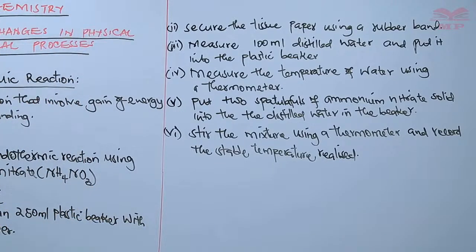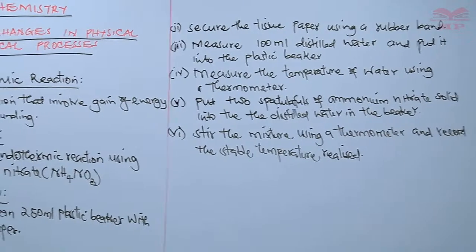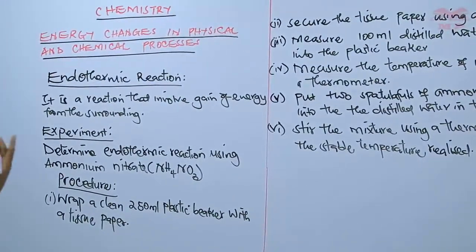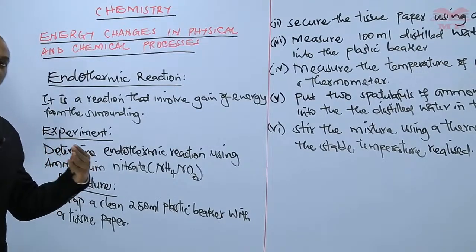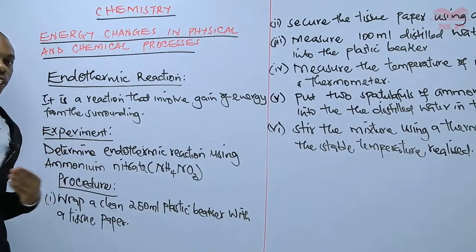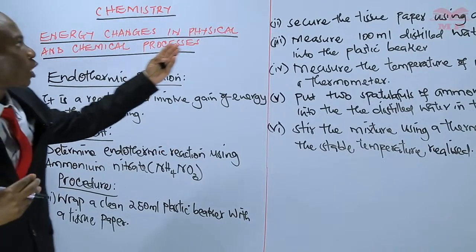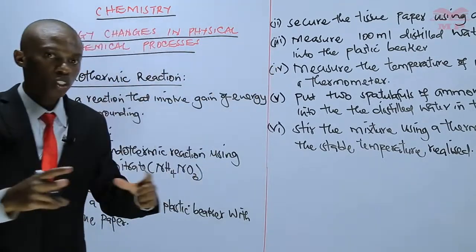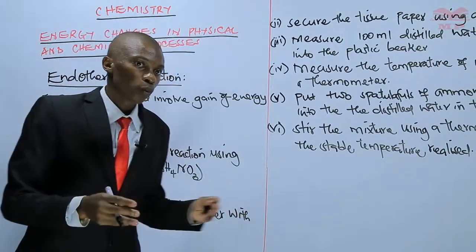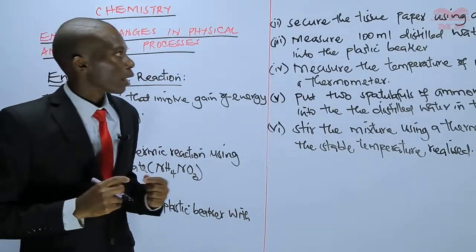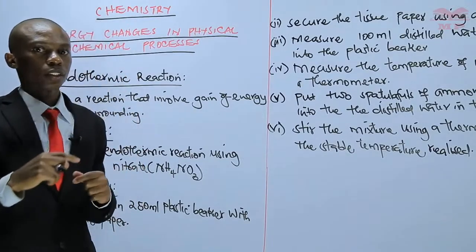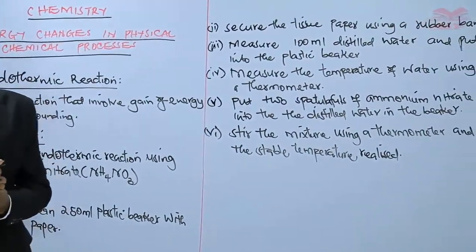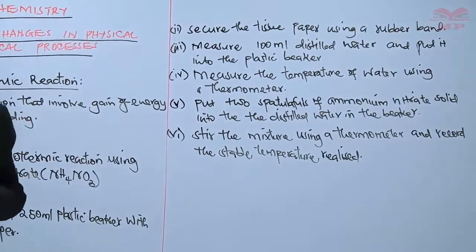So that is the procedure we are going to use in determining the endothermic reaction, using ammonium nitrate. So the first one, you wrap a clean 250 ml plastic beaker with a tissue paper, to ensure that heat is not gained or lost to the surrounding. Then second, you secure this tissue paper using a rubber band, because the tissue paper can come out of the plastic beaker, and therefore you need to hold it together with the beaker with a rubber band.